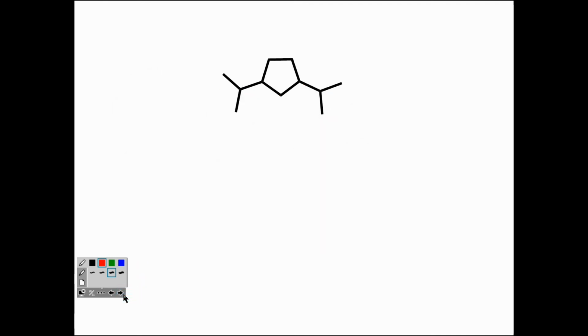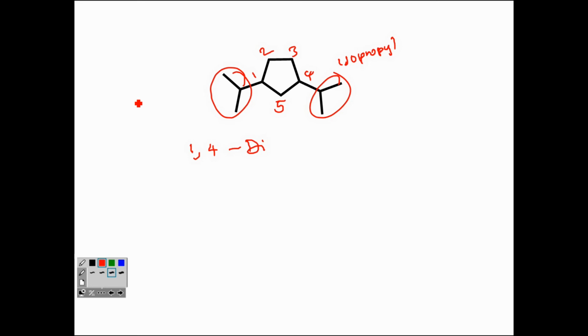Okay, so for this one, you can start numbering either side: 1, 2, 3, 4, 5. So here it's going to be 1, 4, and these are the two substituents. Those are isopropyls. So you have to say diisopropyl because there are two. Cyclopentane.